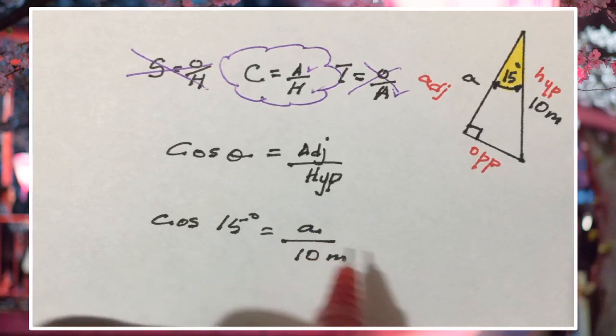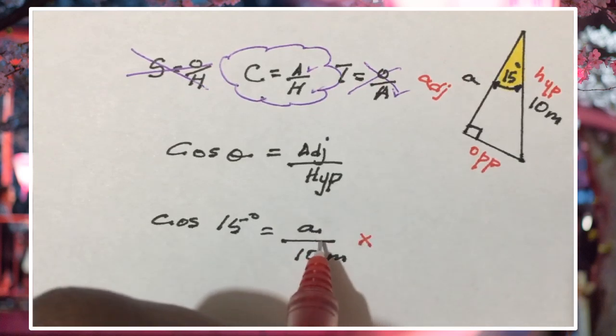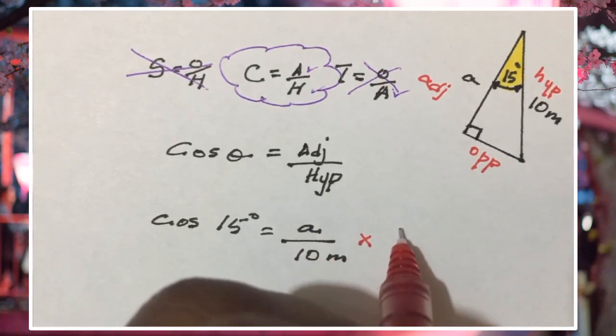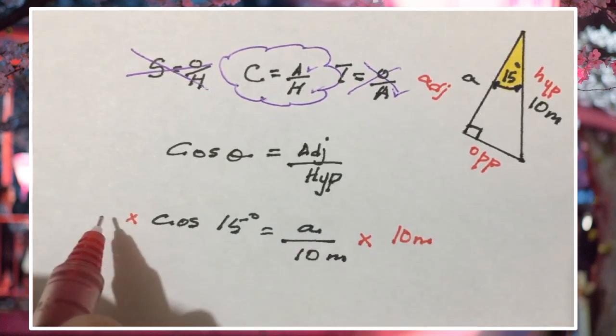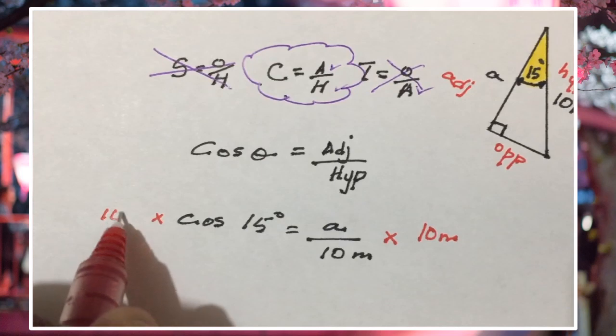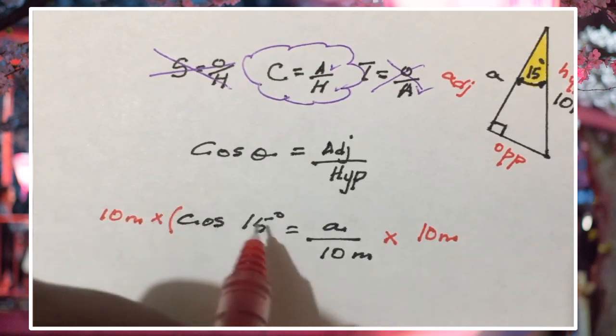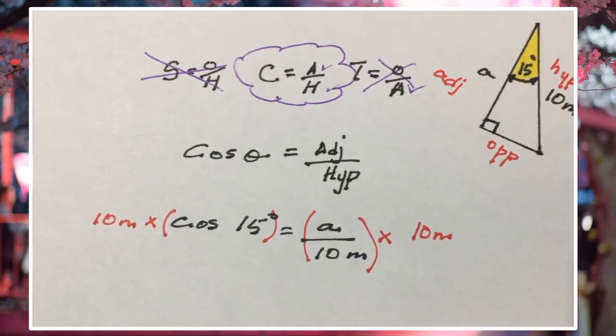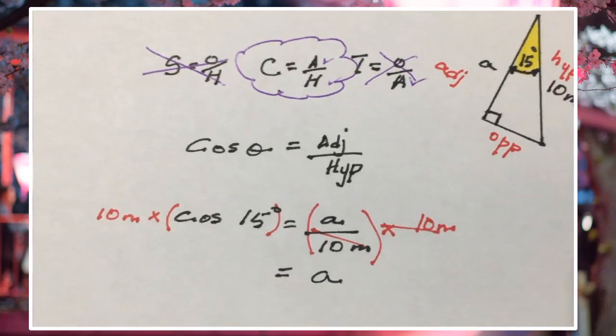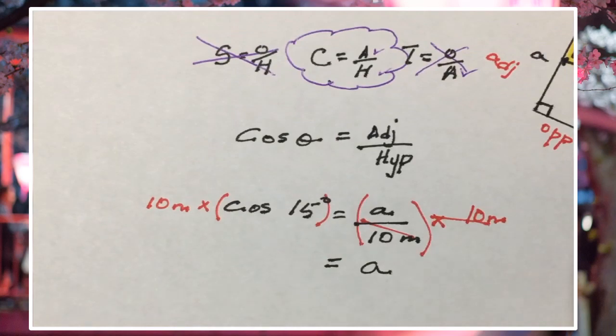So to find A, we need to get rid of this divide by 10 meters. And the opposite of dividing is multiplying. And if we were dividing by 10 meters, we need to multiply by 10 meters on both sides. Because we want it to be balanced, that's why we multiply it on both sides. Great. So this multiply by 10 will cancel this divide by 10, leaving us with just A here on the right. So A is going to work out to be 10 times cosine 15 degrees.